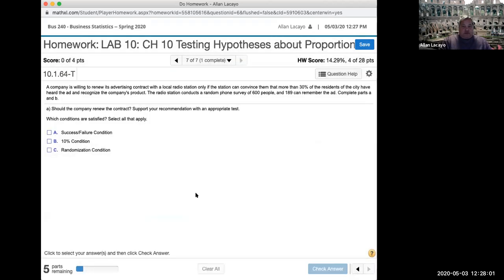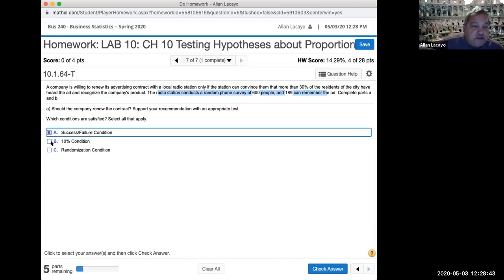Okay. So now let's look at problem 7. A company is willing to renew its advertising with a radio station only if the station can convince them that more than 30% of residents have heard the ad and recognize the company product. The radio station uses a random survey of 600 people, and 189 of them can remember the ad.